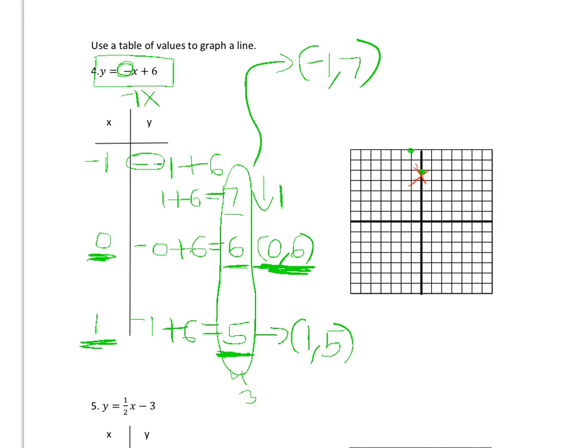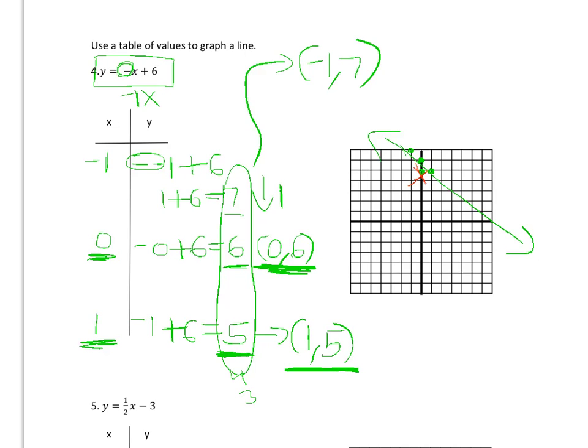So let's graph this. This is 0, 6. So 1, 2, 3, 4, 5. Yeah, 0, 6 is right here. My mistake. Sorry about that. Now 1, 5. I'm going to the right one and up 5. So 1, 2, 3, 4, 5, which is right here. Now that makes a line. I connect it, and here is my line.